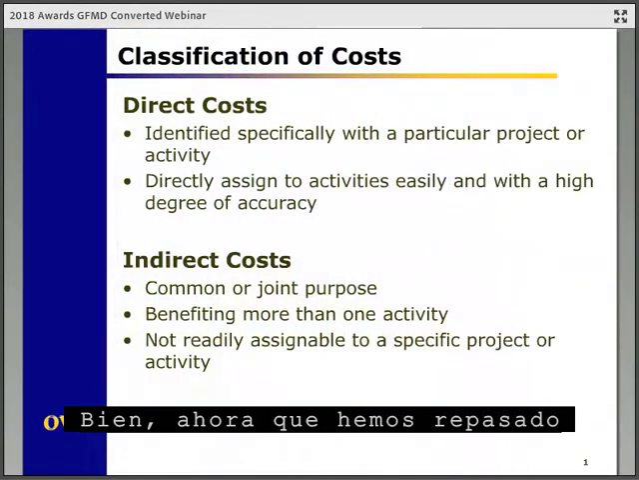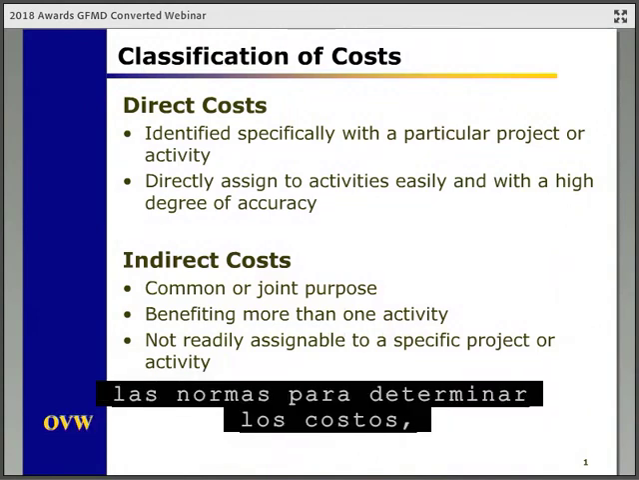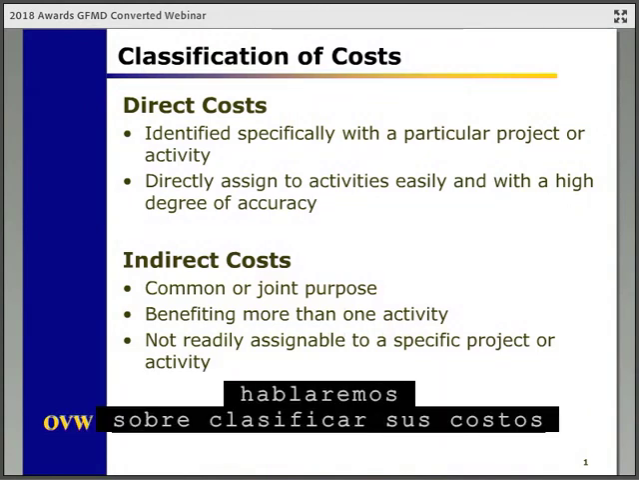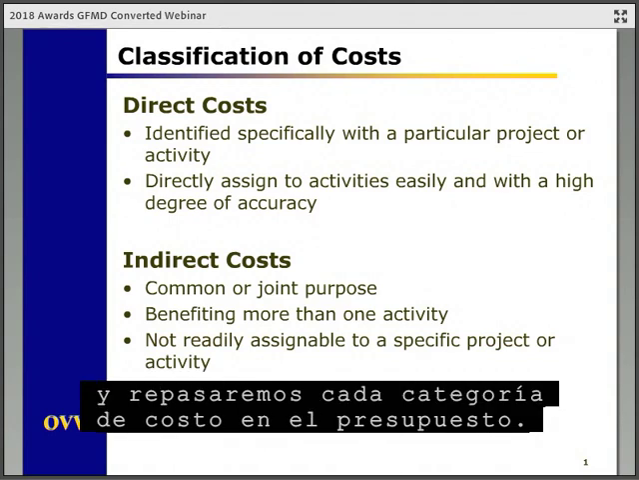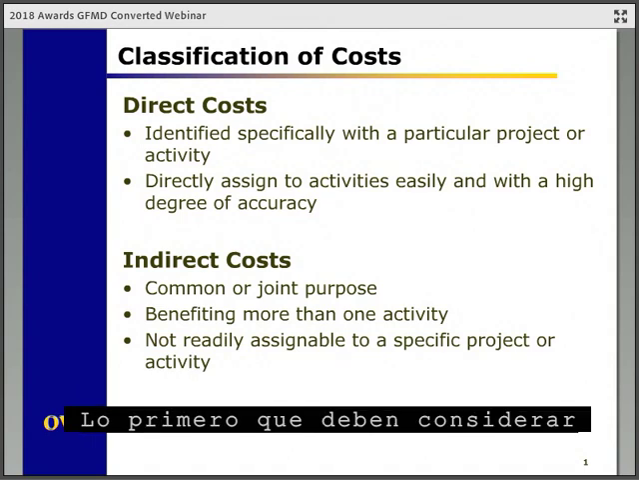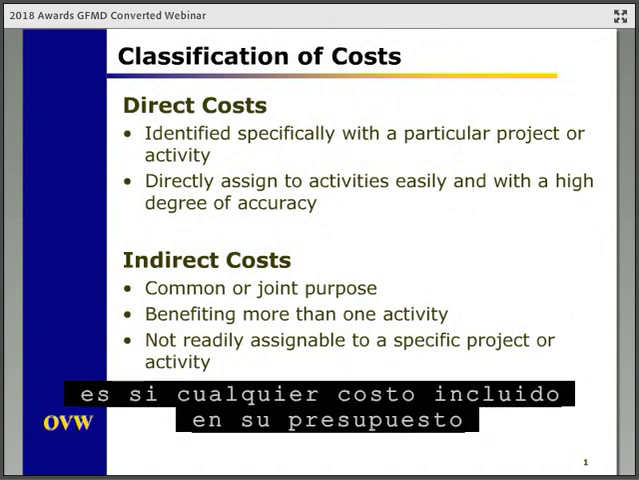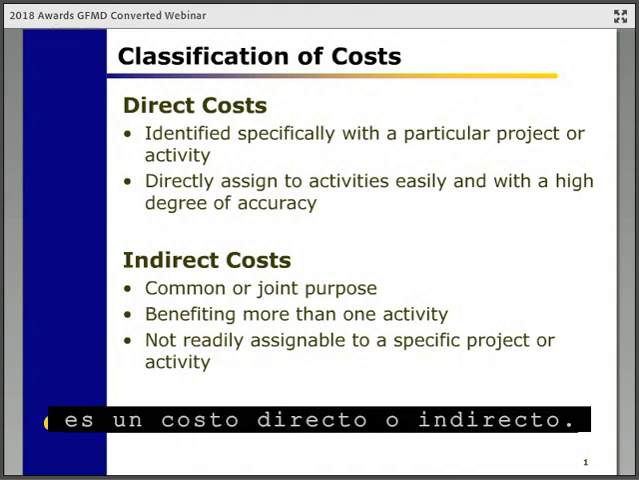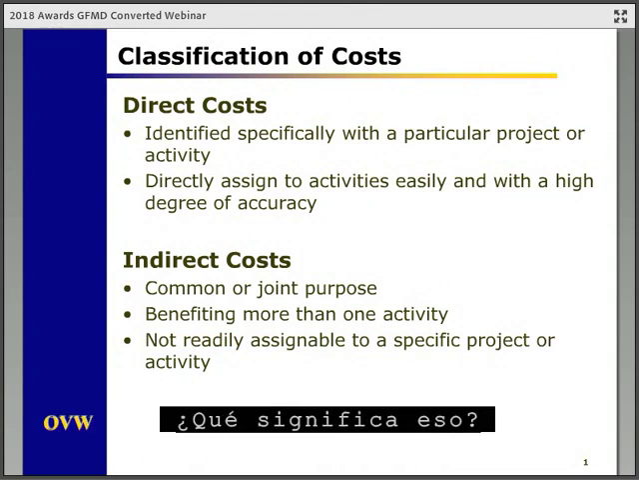Okay, so now that we went over the standards for determining the costs, we're going to move on to classifying your costs and go through each of the cost categories in the budget. The very first thing you want to consider is whether any cost you put in your budget is a direct or indirect cost. But what does that mean?